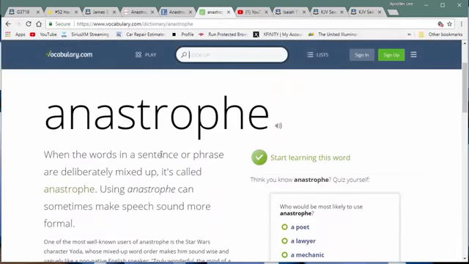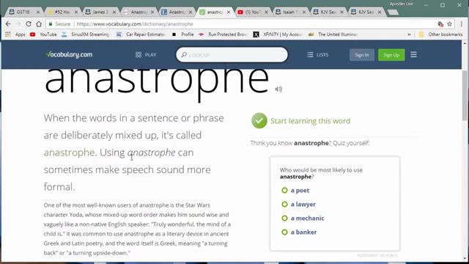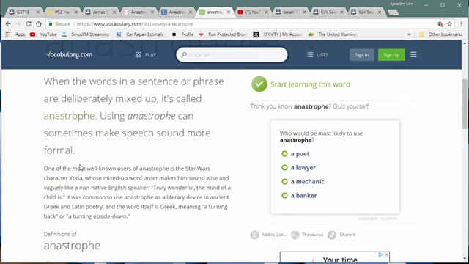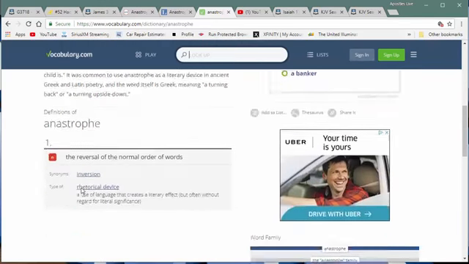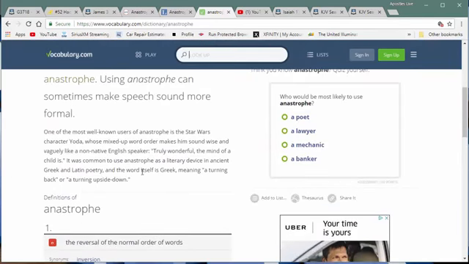Anastrophe, when the words in the sentence or phrase are deliberately mixed up, it's called anastrophe. Using anastrophe can sometimes make speech sound more formal. Okay, let's see if that's the one. Yeah, this is it. One of the most well-known users of anastrophe is the Star Wars character Yoda, whose mixed-up word order makes him sound wise and vaguely like a non-native English speaker. So that's one of the reasons why they had Yoda speak like that.